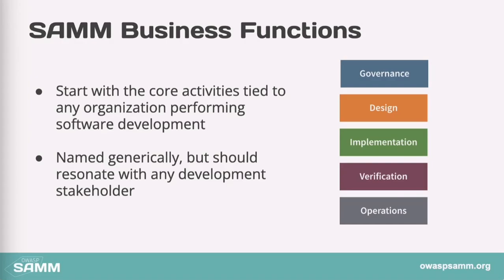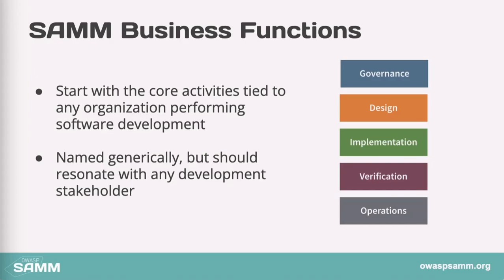So back to the model version 2. As I've mentioned before, there are 5 business functions that should resonate with any stakeholder involved in the software development lifecycle. In naming the business functions, there was quite some discussion, and the intent is for them to be generically named. Whenever a stakeholder looks at them, he or she should immediately have a reasonably good sense of what's going to happen in governance, for instance, what's going to happen in design, and so on.